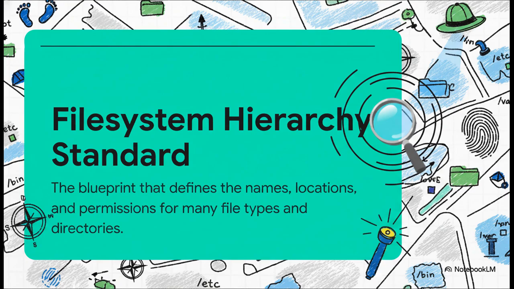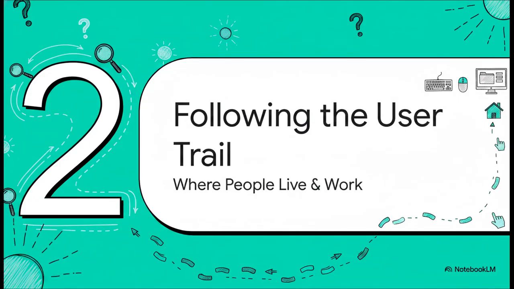Now, the cool thing is, this structure isn't just random chaos. Most Linux systems follow a set of rules called the File System Hierarchy Standard, or FHS. For us as investigators, the FHS is our treasure map. It tells us where things are supposed to be, which makes it way easier to spot when something is out of place.